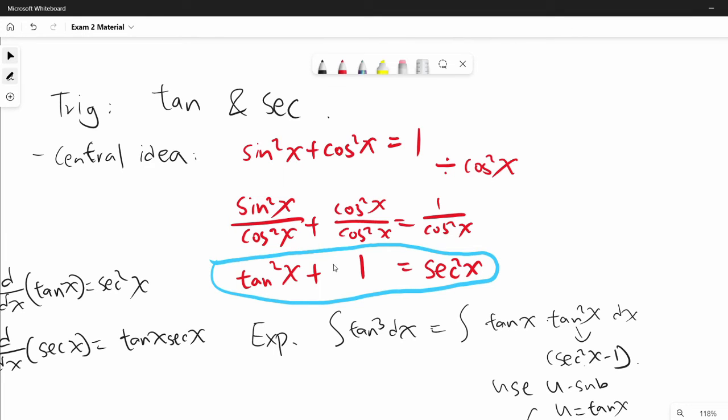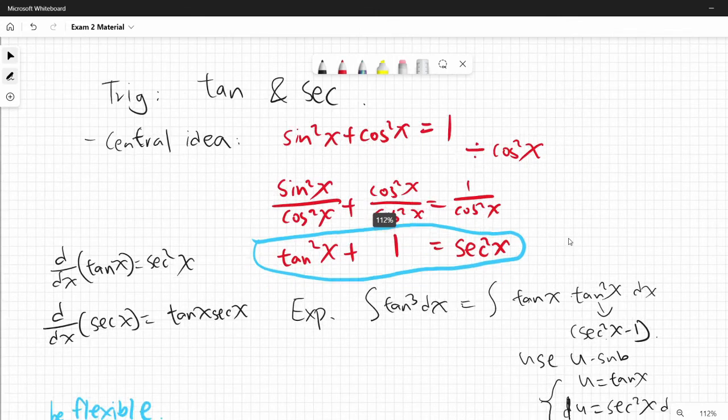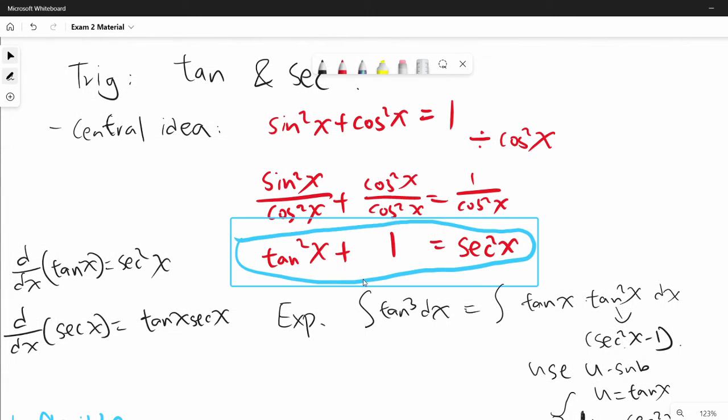And the square would just make that squared. Cosine squared cancels out, and then 1 divided by cosine squared is just secant squared. So we arrive at tangent squared plus 1 equal to secant squared. So this is another trig identity that I urge you to know. You don't have to remember this, you just have to remember where it comes from. It comes from the original trig identity, divided by cosine squared. If you forgot, you can always remake this. You just have to remember tangent is sine divided by cosine.